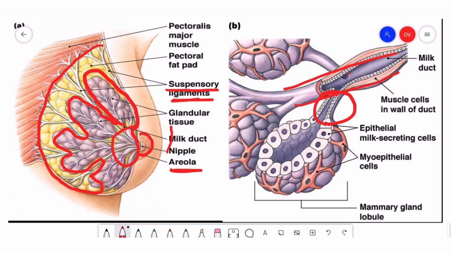And the size of the breast is always with respect to the amount of fat tissue, not with respect to the glandular tissue. Alright guys, please make a note of that. And I told you this mother's milk is rich in an antibody called IgA, immunoglobulin A antibodies. Very, very important. So all these details you have to know.